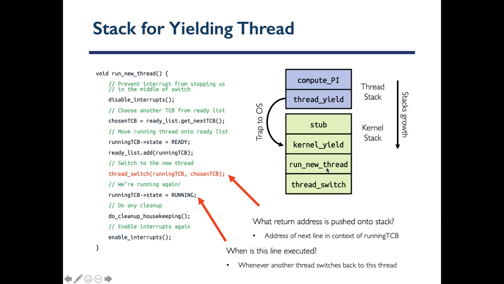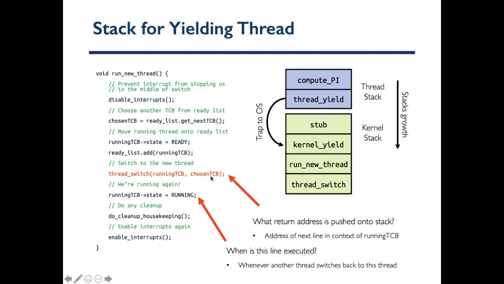So the job of this run new thread is to get the thread off of the execution mode and make it ready. So the state of the running TCB becomes ready, and then this thread is going to be added to the ready queue, and then we're going to execute the thread switch. The code after this, in the context of this running thread, won't be executed, because the moment we go inside thread switch, we're going to start executing this chosen TCB's context.